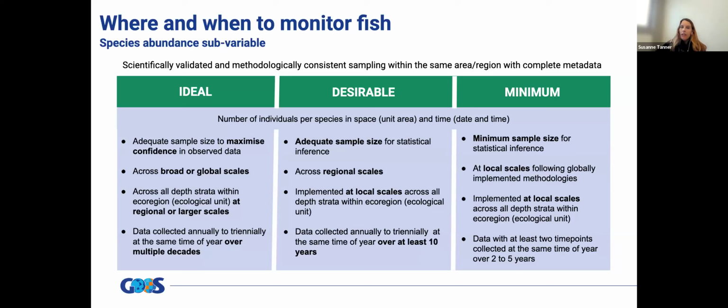The ideal sampling covers broad or even global spatial scales and spans all depth strata with a high sample resolution that maximizes confidence in the observed data, that is collected annually to triannually at the same time of the year and sustained over multiple decades to capture long-term trends.